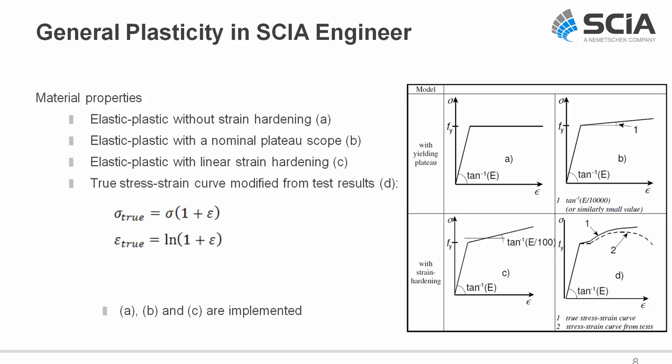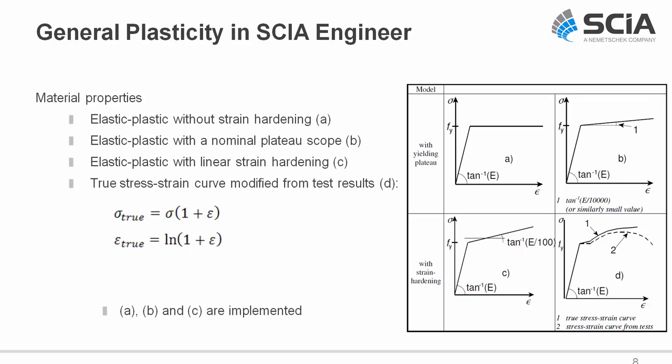Yeah. And the last one, diagram D. This one is a true stress strain curve, which can also be modified using test results. So you see number 1 is a true stress strain curve, and number 2 is a stress strain curve coming from test results. And of course then there are 2 simple formulas to calculate the true stress, sigma true, and the true strain.